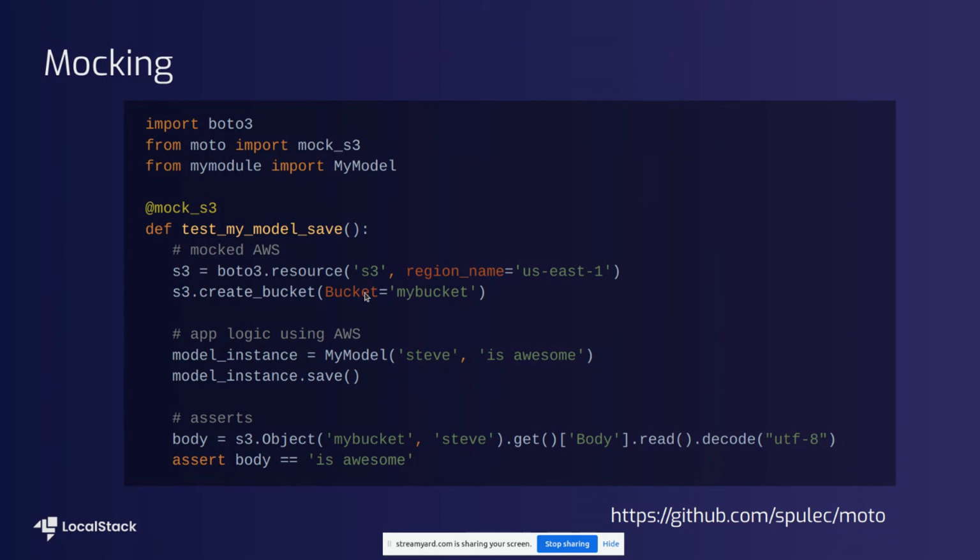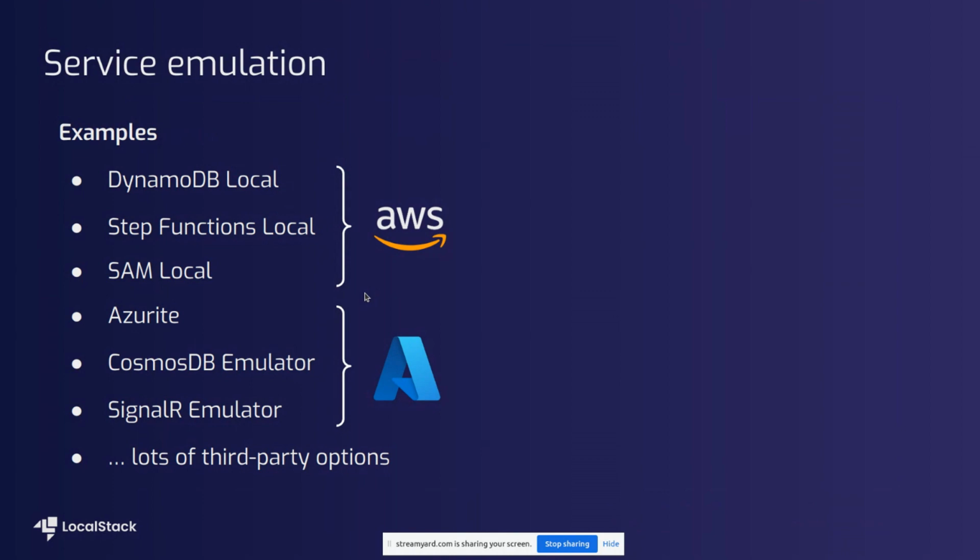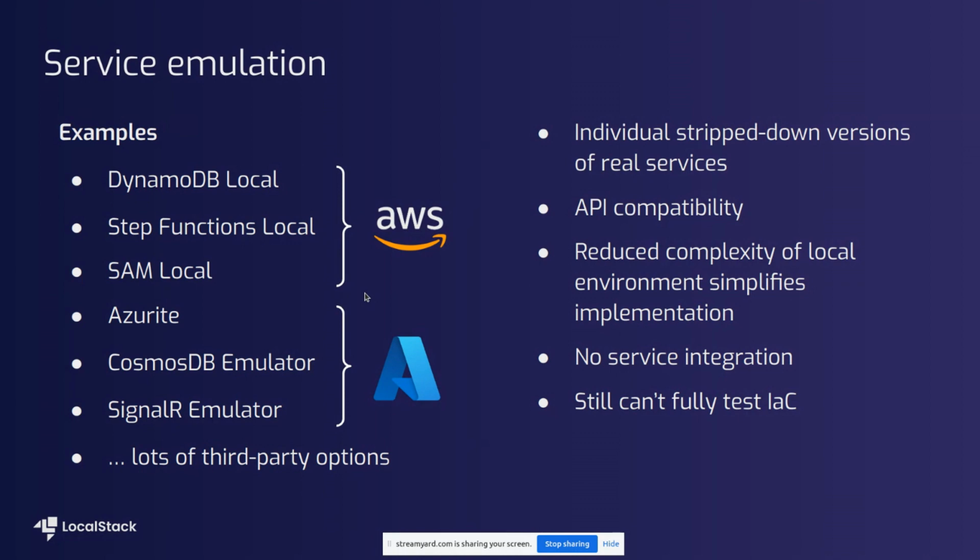When you go one level further, you go to service simulation, and there are lots of tools available, also from the cloud providers themselves, like AWS. They provide DynamoDB Local, Step Functions Local, SAM Local. Same for Azure: there's Azurite and the Cosmos DB emulator. Google also has lots of tools to test their services locally, which is basically the same thing, a service emulator. These are just stripped down versions of those real services. DynamoDB Local is basically a fully functional DynamoDB with some limitations.